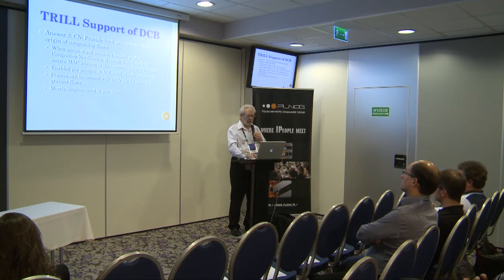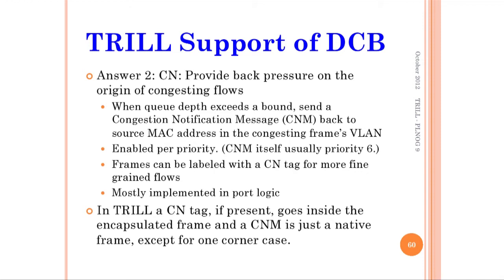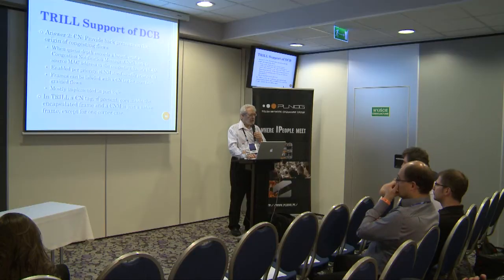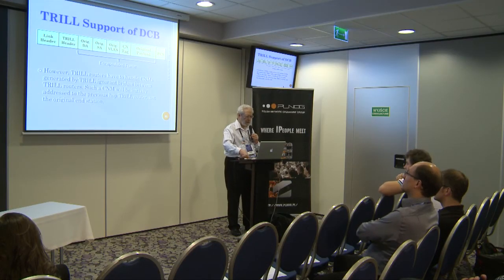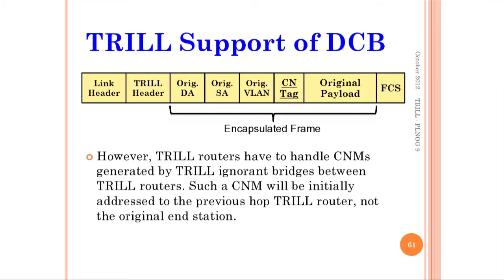So this is mostly implemented in the port logic. And in Trill, if you have a CN tag, there's a draft on this that hasn't been fully approved, it goes inside the encapsulated frame. And the congestion notification message is pretty much a normal native frame, except for one curious case. So here's a Trill data frame, only in this case there's a congestion notification tag, which is in here after the VLAN tag.